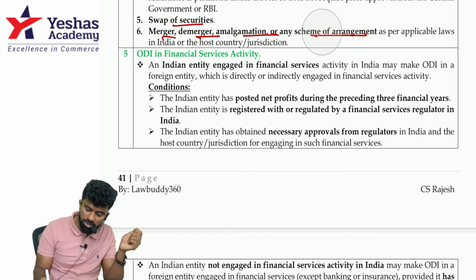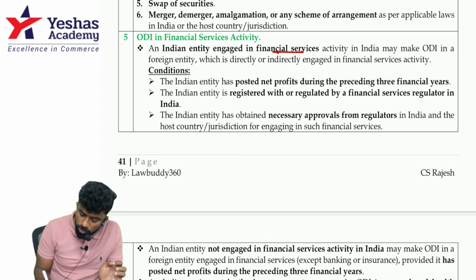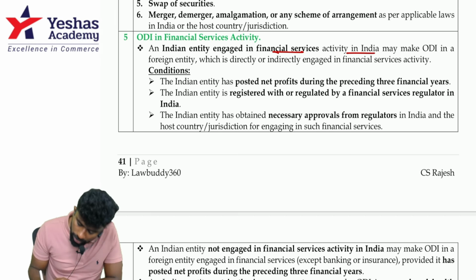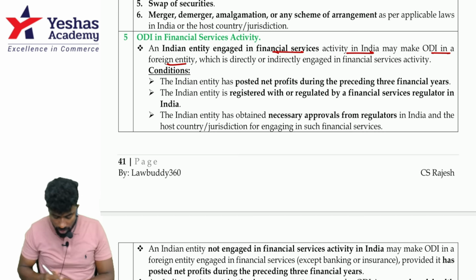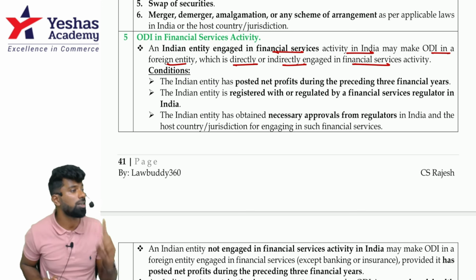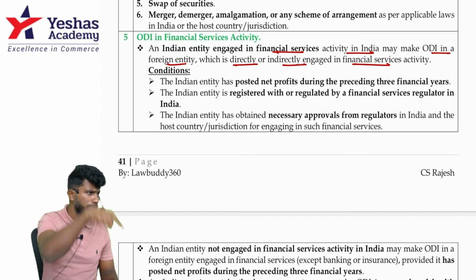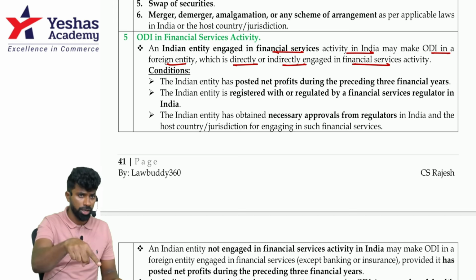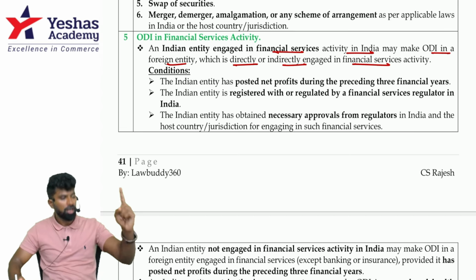ODI in financial service activity. What activities? An Indian entity engaged in what services? Financial services. In India may make an ODI in a foreign entity. What entity? Which is directly or indirectly engaged in what services? Financial services activities. An Indian entity engaged in the financial services, for example, banks or NBFCs, can also make an ODI in the foreign entity which is engaged in what? Financial services. Are there any conditions?